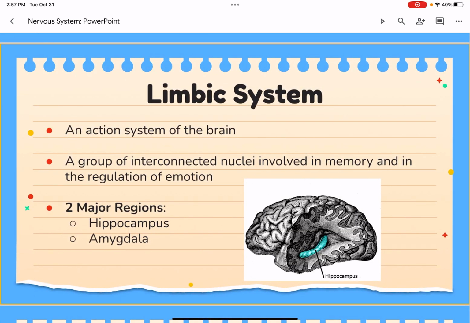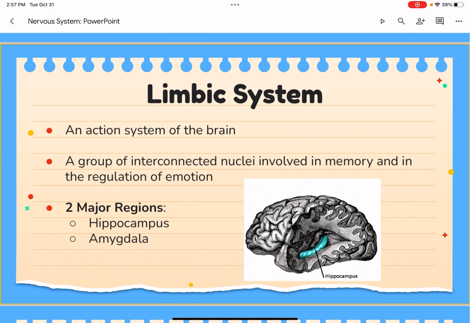The limbic system is an action system in the brain. It's a group of interconnected nuclei involved in memory and the regulation of emotion. The two major regions are the hippocampus and the amygdala. The hippocampus is involved in the formation and retrieval of memories. It helps file experiences into categories so that similar memories can be stored together. The amygdala may process incoming information associated with particular emotions.